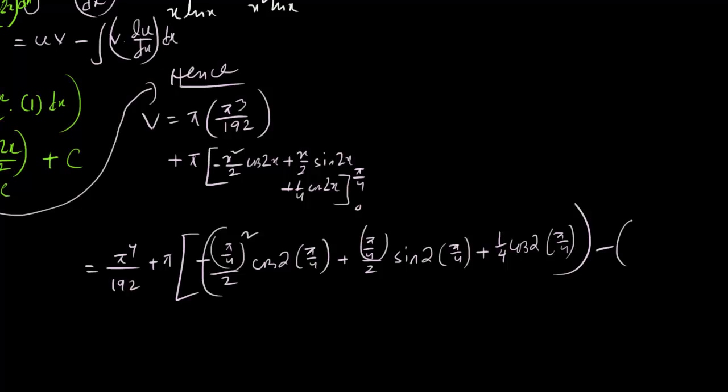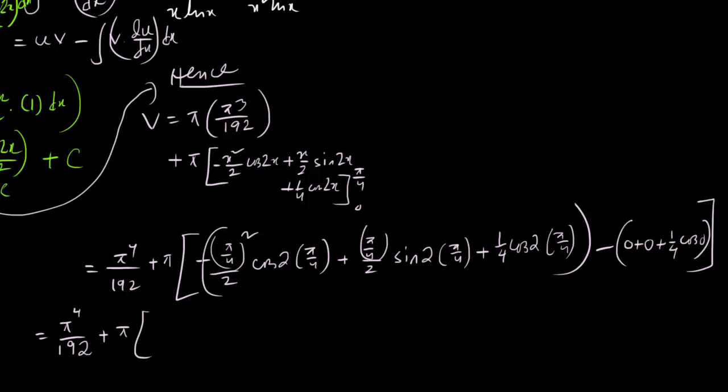So if there is a coefficient x, the whole thing is going to be 0 because 0 times anything is 0. So this term is going to be 0, this term is going to be 0. So it will be 0 plus 1 by 4 times cos 0. So this is what we get. Be very careful because there is a pi outside. So pi to the power 4 by 192 plus pi.